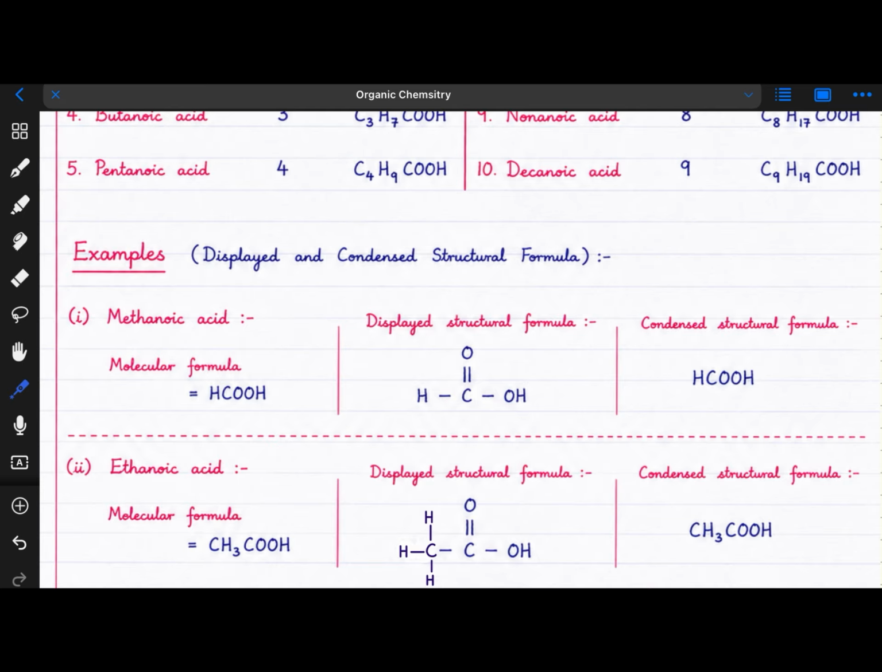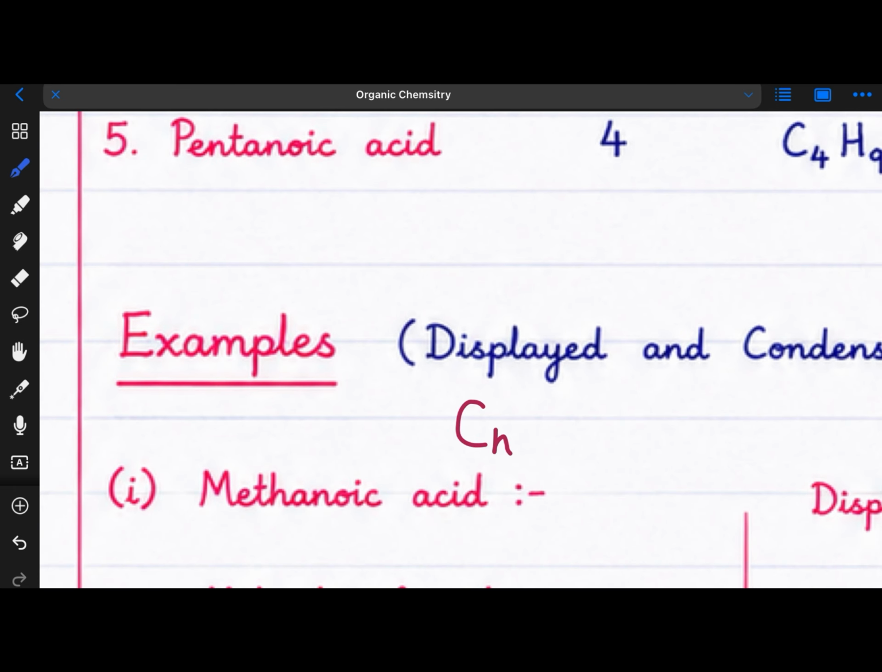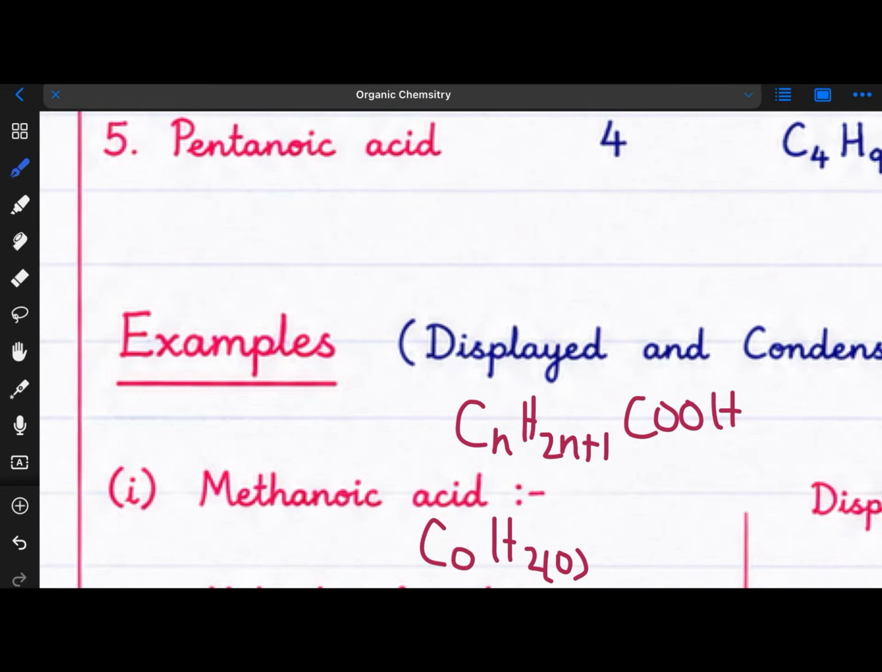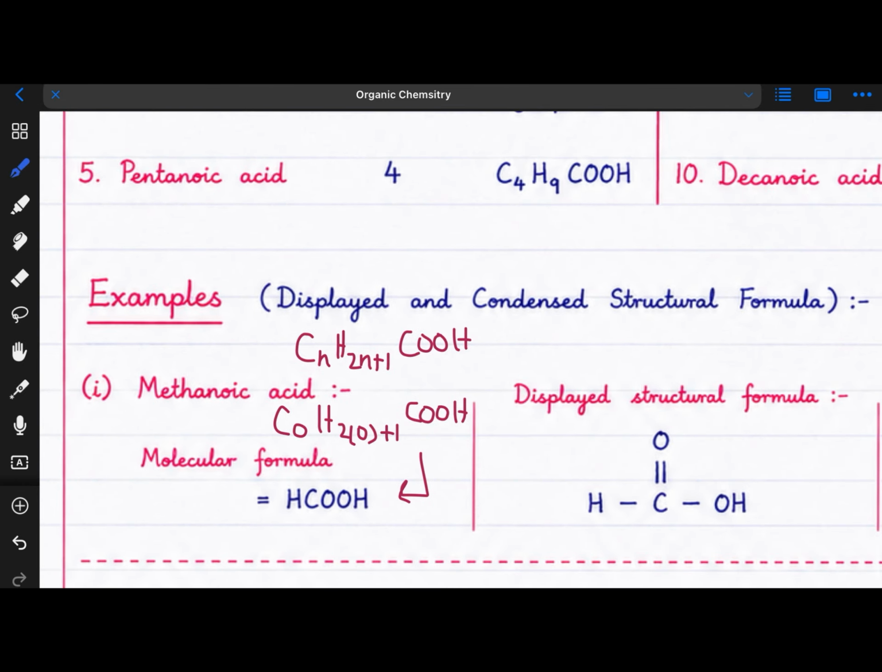Now let me show you how to write down the molecular formula of the carboxylic acids using their general formula. So the general formula of carboxylic acids is CnH2n+1COOH. And n is taken as 1 less, so we're going to write C0, H2 multiplied by 0 plus 1, COOH, and we get HCOOH as our molecular formula for methanoic acid.